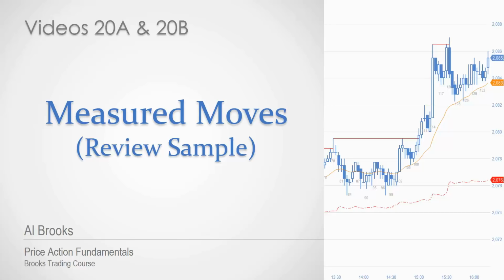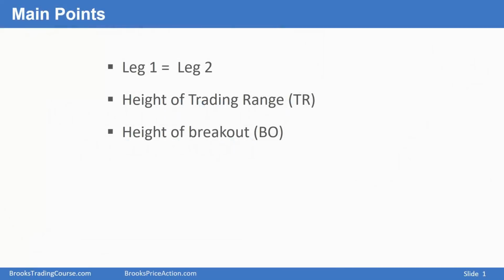This is a video about measured moves. It's a sample of some of the slides from videos 20A and 20B. In this video, I'm going to begin by talking about measured moves that are based upon the height of a leg. In other words, a leg 1 equals leg 2 measured move. And then I'll talk about measured moves based upon the height of a trading range. And finally, measured moves based upon the height of a breakout.